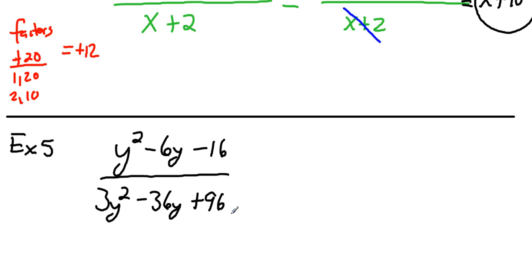Okay. Next one, we're going to kick up the factoring a little bit more. Now you've got two parts you've got to factor. You've got to factor the numerator and you've got to factor the denominator to get the number that you're looking for. And again, we'll take it one piece at a time. On the top, we're going to look for the factors of negative 16, and look for the pair that's going to add up to be negative 6.